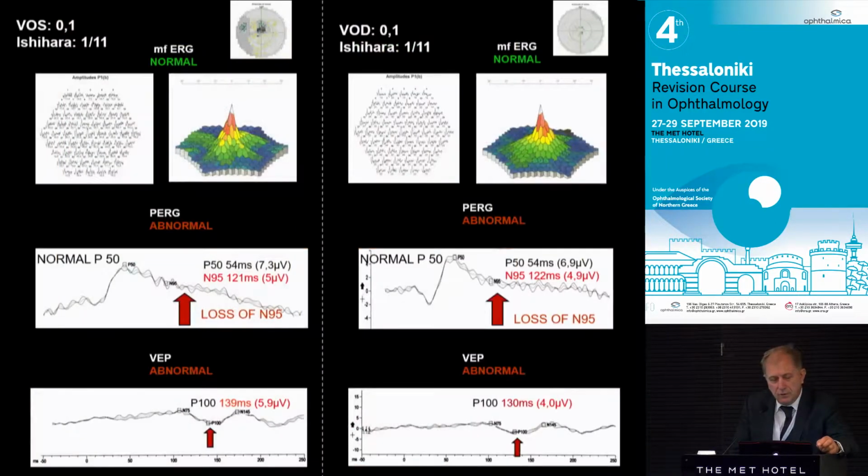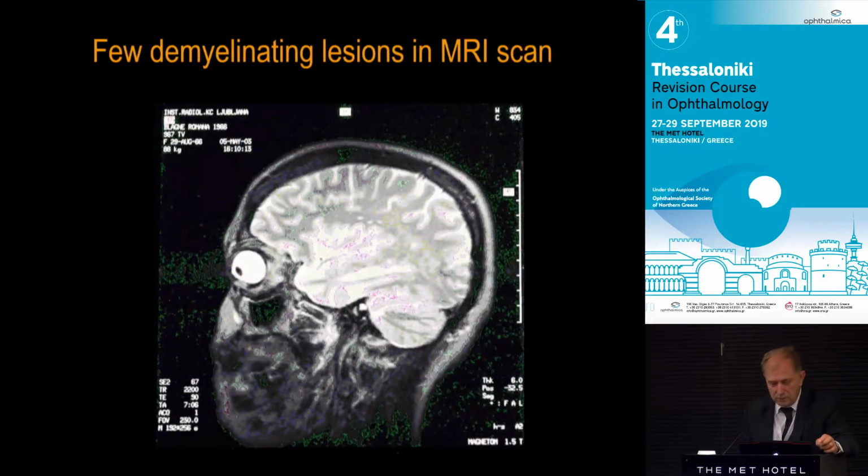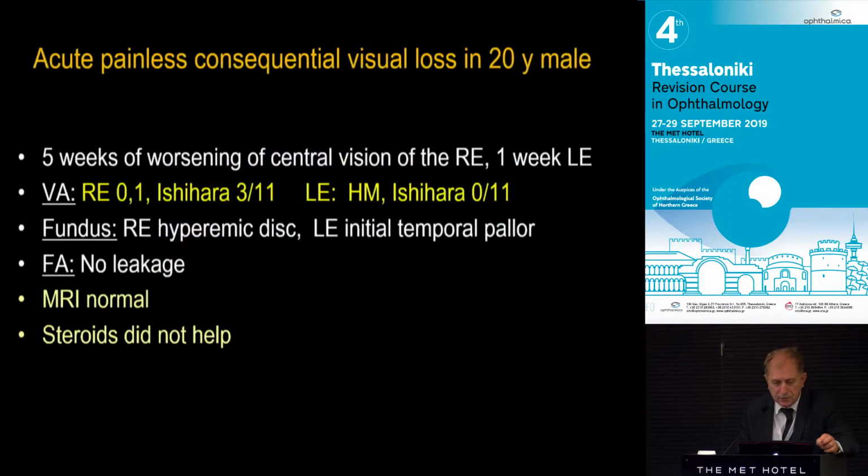So then you need electrophysiology, and electrophysiology tells you that macular function is normal, as multifocal ERG shows this normal peak here, whilst the pattern ERG has lost the N95 wave, and the VEPs are grossly prolonged and delayed. So now you believe the patient. It's bilateral optic neuritis that actually is very rare in adults. It's quite common in children, and it can be associated with demyelinating lesions.